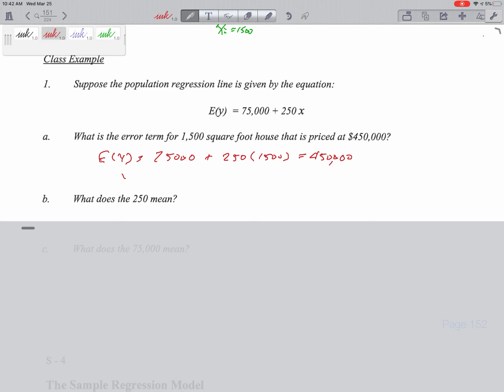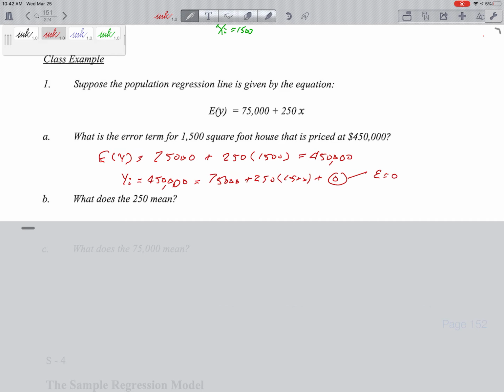So in our particular case, we would say that the actual y value, which is 450,000, is equal to 75,000 plus 250 times 1,500 plus 0. So the error in this particular case is equal to 0. So we would expect that a 1,500 square foot house would go for $450,000. I think I said 400,000 before, but I was just guessing.